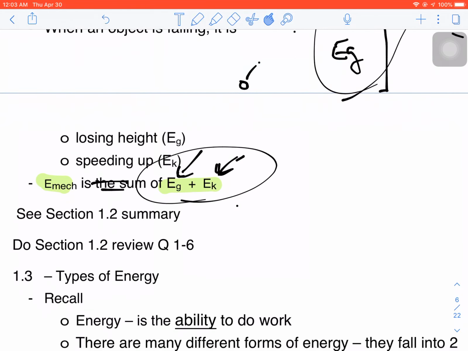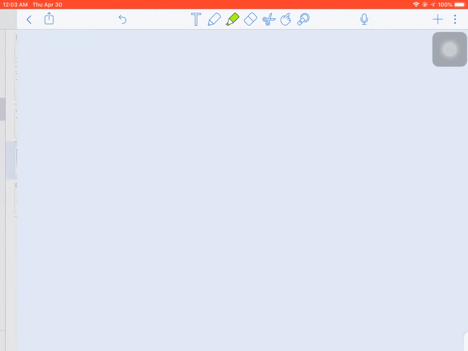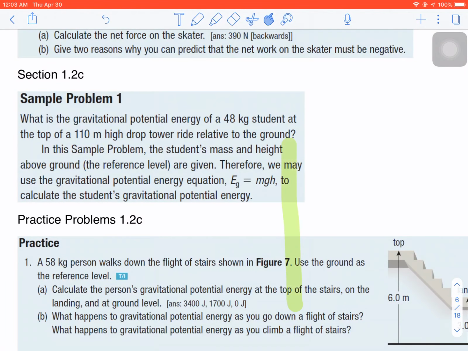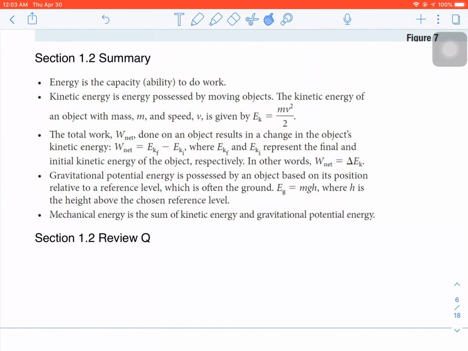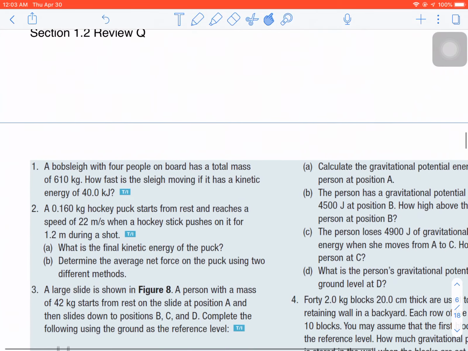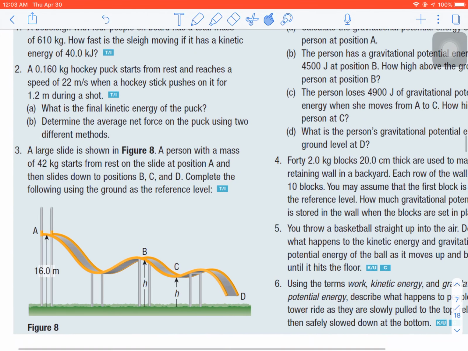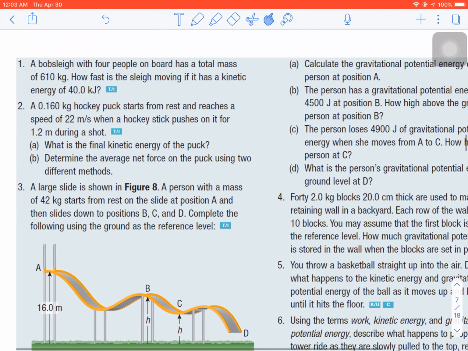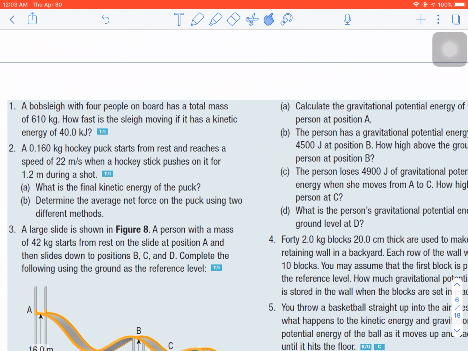Okay, so there's the summary there at the end of 1.2. Again, that's back in our samples and practice questions package, the other set of documents for this unit on energy. And then there are 1 to 6 questions at the end of section 1.2 there. There's the summary, just reminding us of everything that we've talked about in this section 1.2. And then what are the 1 to 6 questions here? Looks like there's a roller coaster or something going on. So again, you get to look at those 6 questions also.